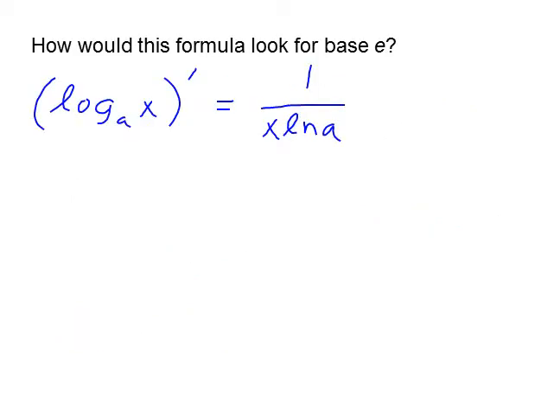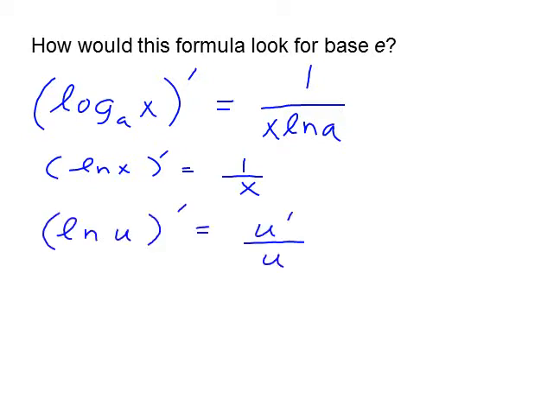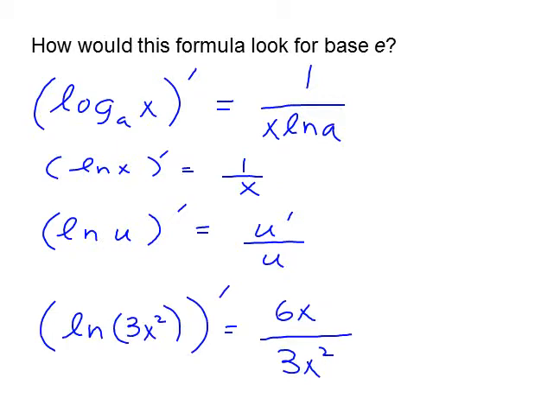What if we had a base of e in place of the a? Log base e is natural log, and the natural log of e is 1. So we find that the derivative of the natural log of x is 1 over x. If we have anything more complicated than x in the natural log, we have to use the chain rule. For example, the derivative of the natural log of 3x squared would be 1 over 3x squared times 6x, or 6x over 3x squared.